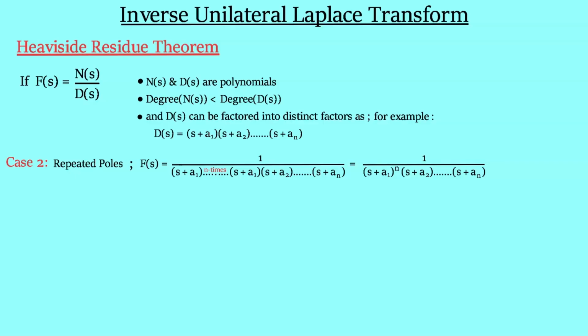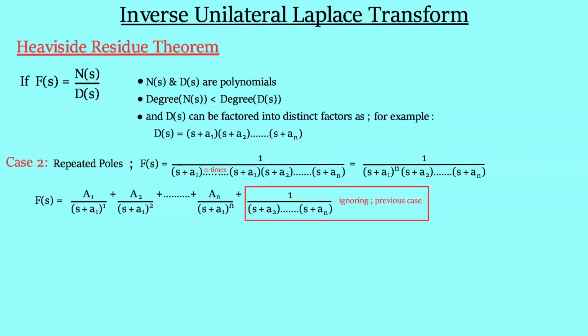The second case can occur when any pole is repeated. For reference, we have taken s plus a1 repeated n times. In this case, we will be having n different residues for the s plus a1 factor corresponding to its different powers. The latter expression we will ignore, as it is simply the previous case where all the factors have been multiplied only once. We can simply solve it similar to the way we have solved in the previous case. Now, to find the residue an, we have to multiply its denominator expression with the Laplace transform expression, and afterwards we have to put s plus a1 equal to 0.